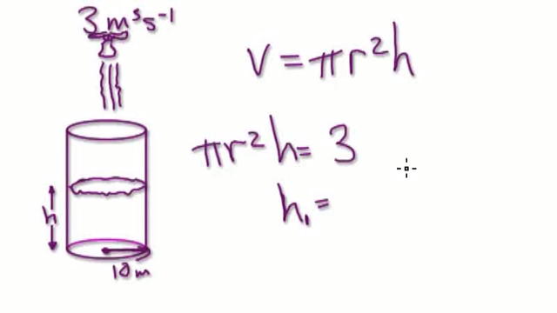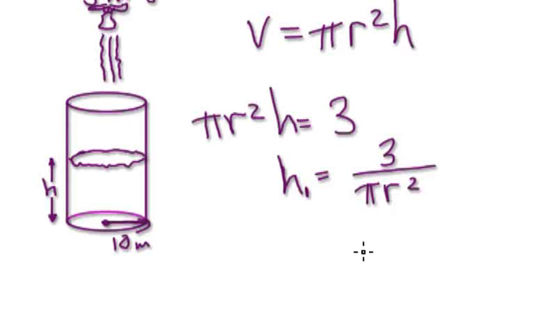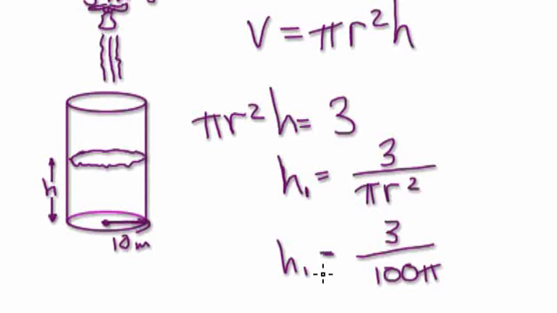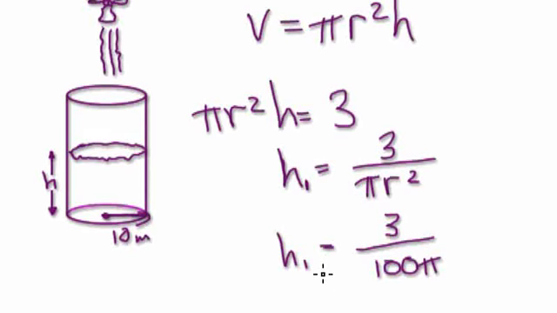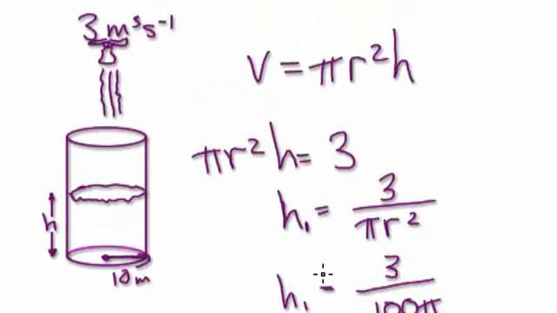Let's make up a symbol here: h1 for 1 second. It would be 3 over pi r squared. We know the radius is 10, so put that in. So it would be 3 over 100 pi. So this is the height after 1 second, and then what would the height be after 2 seconds? Well, let me clear this. So this is 3 meters cubed per second, and this is 10 meters.